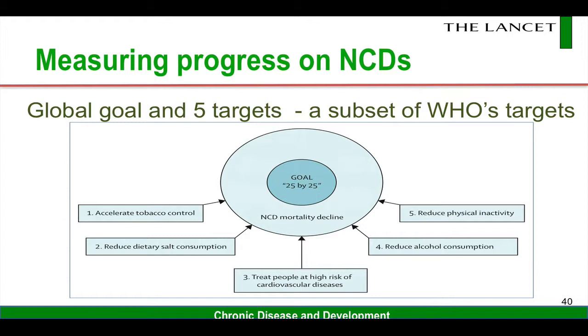Reduce dietary salt and treat people at high risk for cardiovascular disease. Reduce physical inactivity and reduce alcohol consumption are his favorite five. So he's very much into making it simple, but Einstein would say make it simple, but not oversimple.